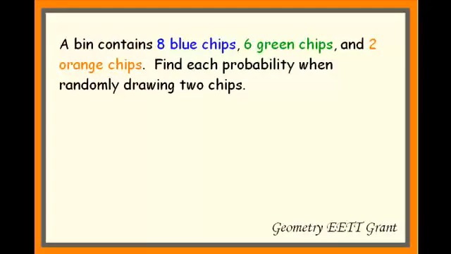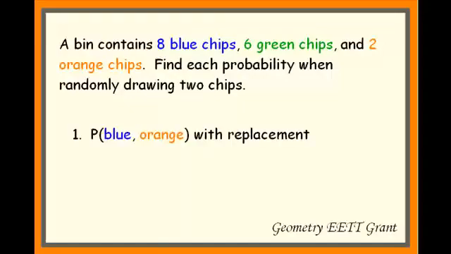Now let's try a similar setup again about replacement and non-replacement. Our problem this time is: a bin contains 8 blue chips, 6 green chips, and 2 orange chips. Find each probability when randomly drawing 2 chips. On problem 1, we're going to find the probability of blue then orange, and we are going to replace the chips. So we look at them and we put them right back in the bin for the next drawing.